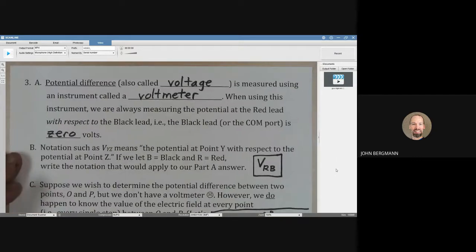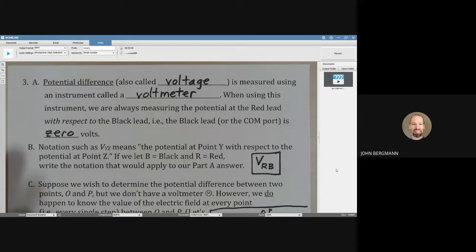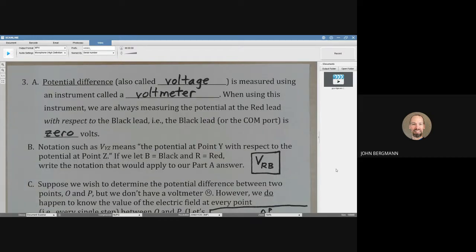Potential difference, also called voltage, is measured using an instrument called a voltmeter. When using this instrument, we are always measuring the potential at the red lead with respect to the black lead, i.e. the black lead, or the COM port, is assumed to be 0 volts. This notation means the potential at Y with respect to the potential at Z. If B equals black and R equals red, the notation that would apply here would be the potential of the red lead on our voltmeter with respect to the black lead, with the black lead being 0.